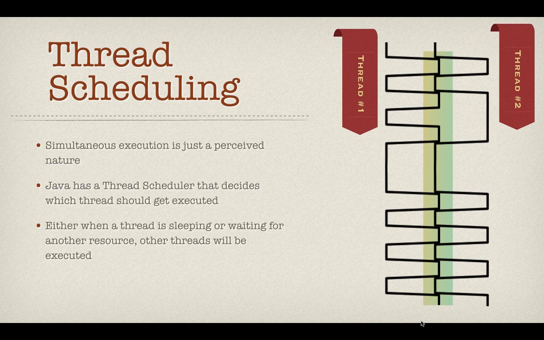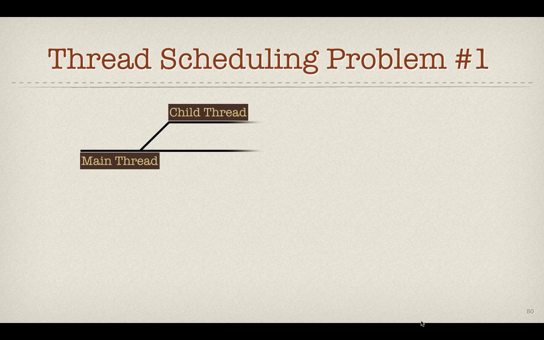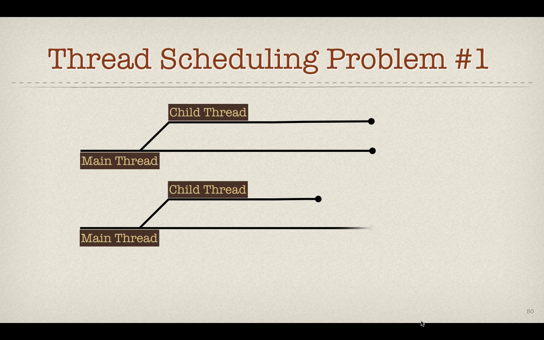When one thread is sleeping, the other threads may come in and get executed in its place, unless they are also blocked by some operation. When it comes to thread scheduling, there are many problems. Let's say there is a main thread which starts a child thread, and they continue to execute, and they may completely finish by the time the program ends. Or the child thread may finish well before the main thread is completed.